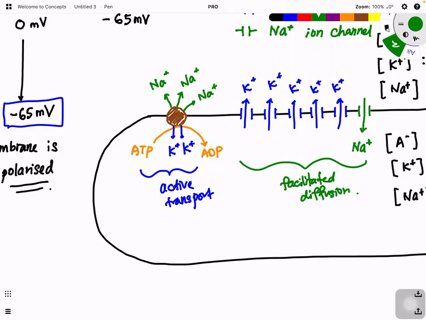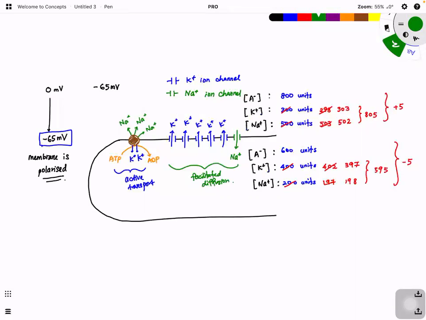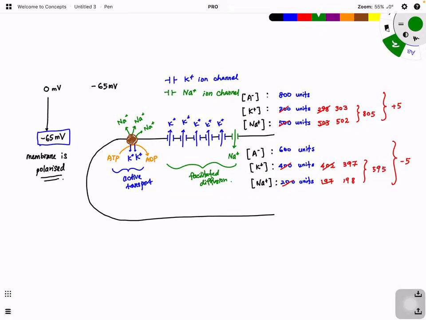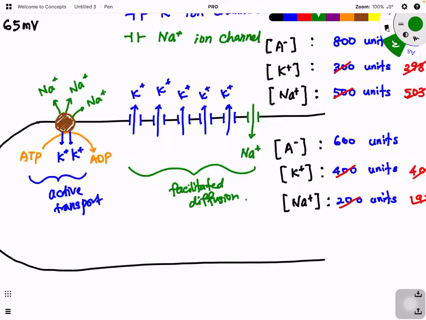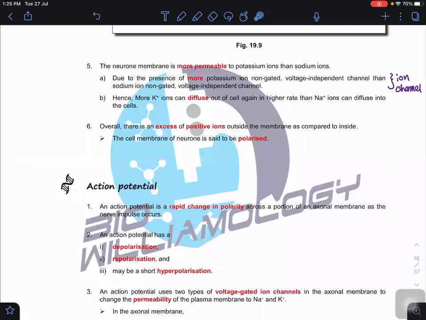Okay, so you can take a photo if you need, or take a screenshot. Then you don't need to draw it out. Okay, done. Okay. So stop the recording.